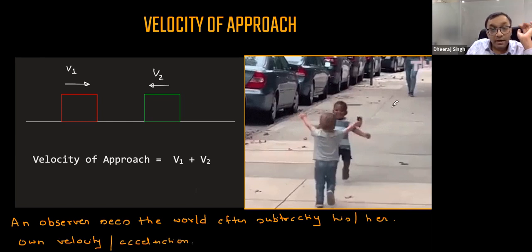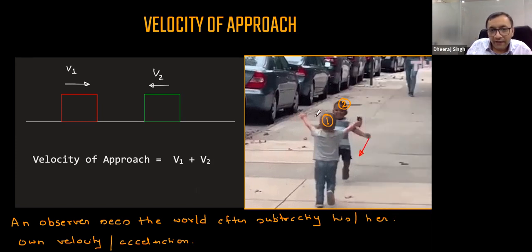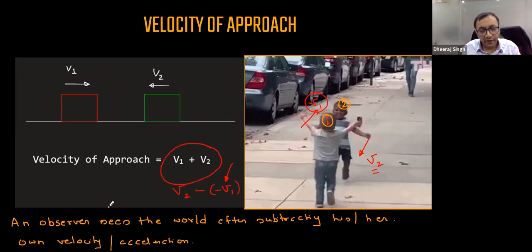What does it mean? It means that, let's say, this kid is observer. First kid is observer. So this first kid will observe the velocity of the second kid after subtracting his own velocity. Let's say the actual velocity of the second kid is V2. The actual velocity of first kid was V1. V1 is negative. V1 direction is opposite of V2, right? So what the first person will see is V2 minus of minus V1. It has subtracted its own velocity. Fine, that is what is velocity of approach. So relative velocity and velocity of approach, one and the same thing, fine. But when you look at it as if it is velocity of approach, then things will make more sense, because velocity of approach is something which is easier to understand.